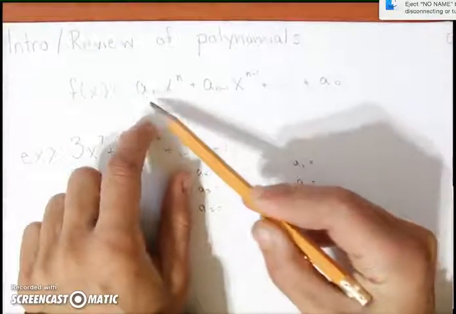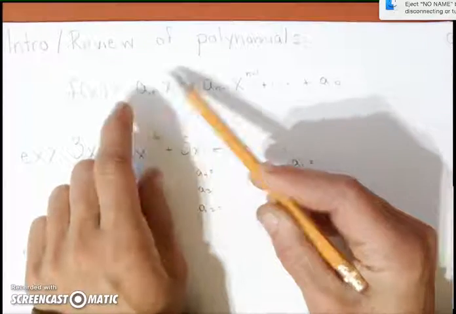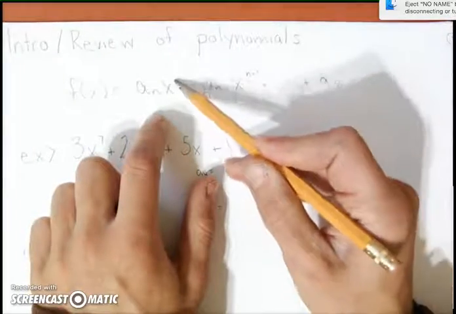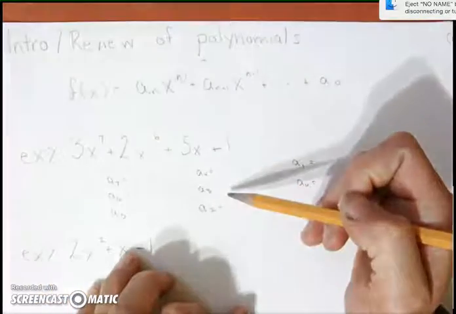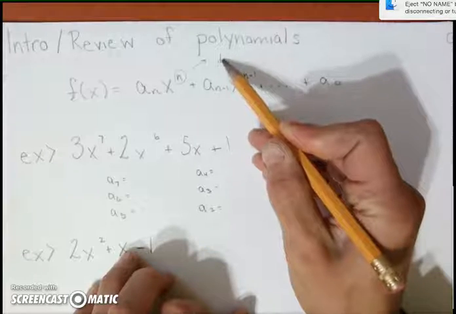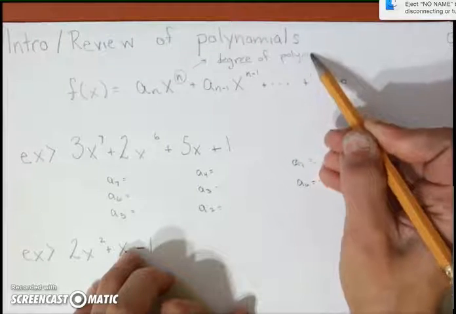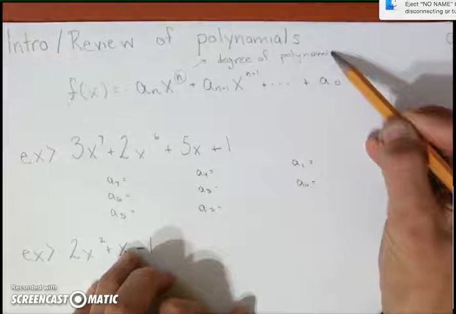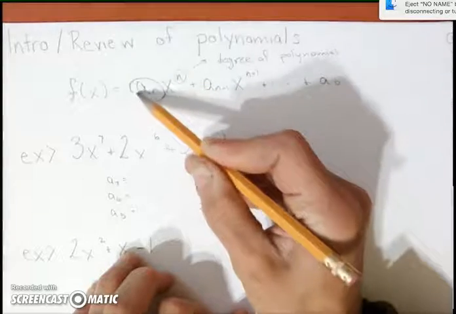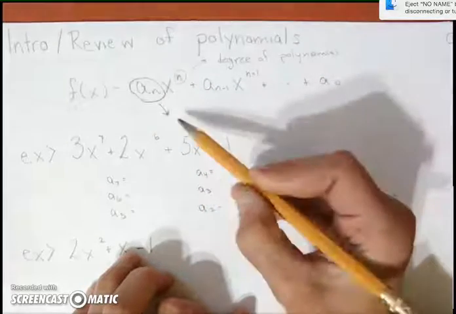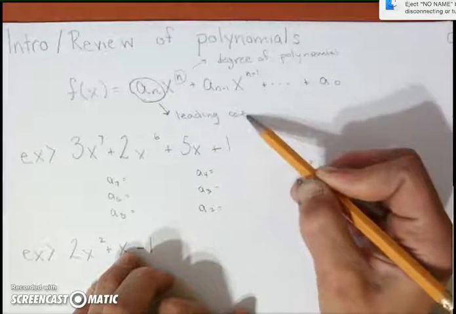Each of these units, which is made up of a constant, a number, times x to a power, is called a term. This power, if it's the biggest power of x, is called the degree of the polynomial. Otherwise, it's just called a power of x. This term is the leading term, and so the number we multiply by is called the leading coefficient. We're going to use that term a lot.